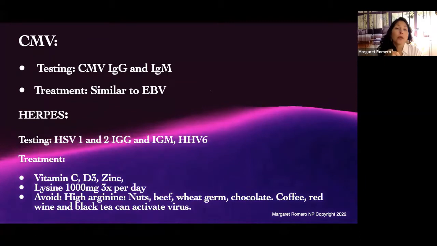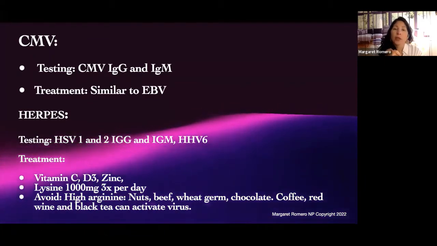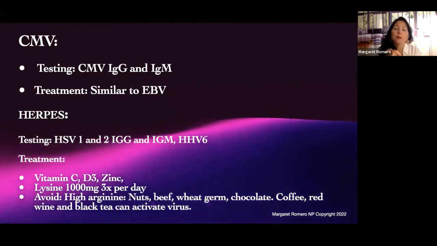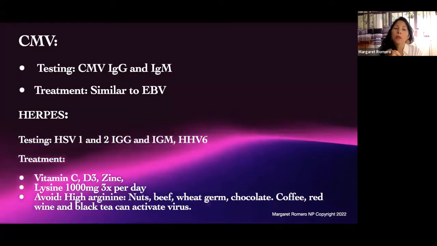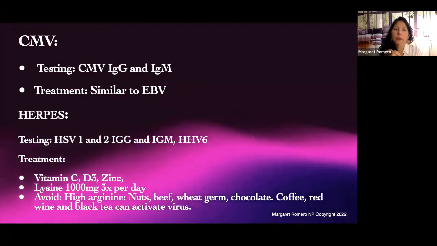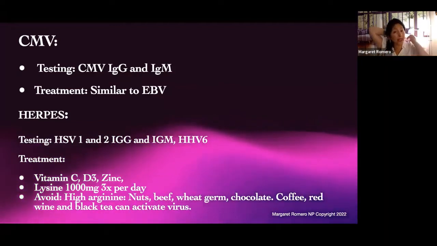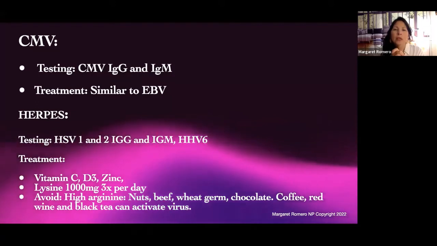Cytomegalovirus. The way to test this would be just a simple IgG and an IgM. And treatment would be very similar to Epstein-Barr. Herpes. So, we've got herpes simplex 1 and 2. I'm going to check IgG and IgM. This is typically included in an STD panel as well. But the other herpes that I really look at is called HHV6.